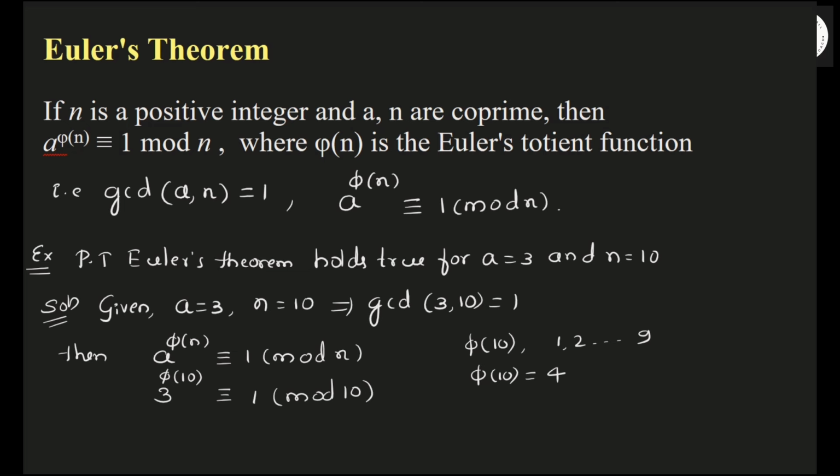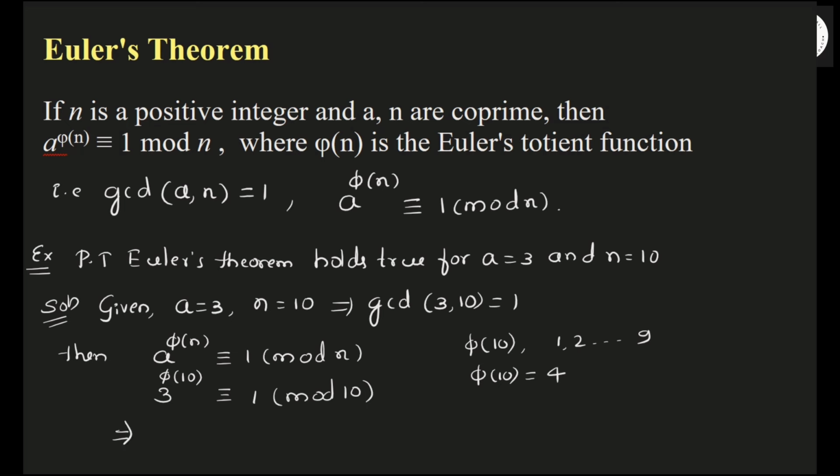GCD of 1 and 10 is 1. Then GCD of 3 and 10 is 1. Then GCD of 7 and 10 is 1. Then another number, GCD of 9 and 10 is 1. There are 4 numbers. That is enough, easy to calculate. So, phi of 10 is 4.